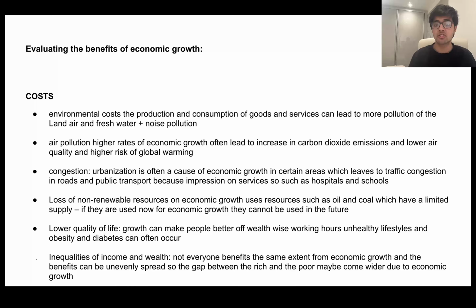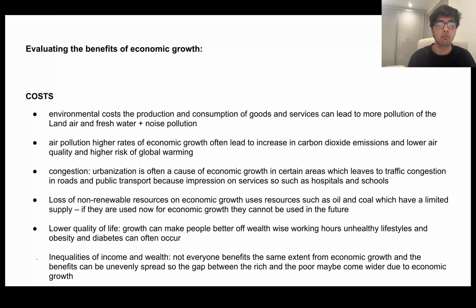Congestion. Urbanization is often a cause of economic growth in certain areas and can lead to traffic congestion. Loss of non-renewable resources. Economic growth uses resources such as oil and coal, which have a limited supply. If they are used now for economic growth, they cannot be used in the future.